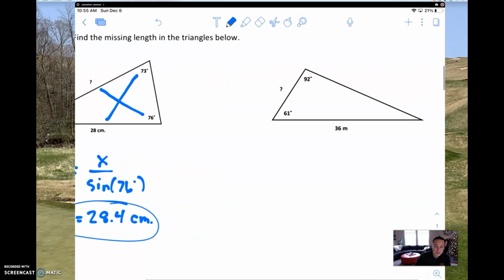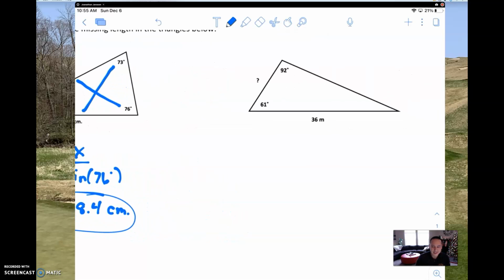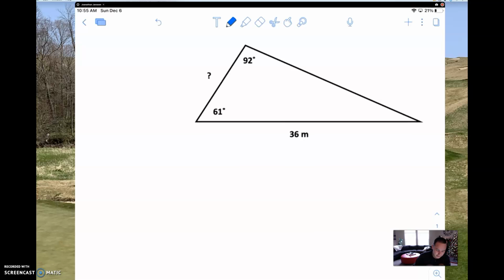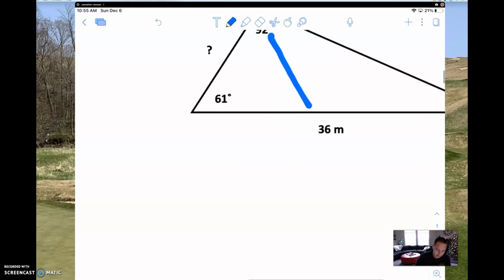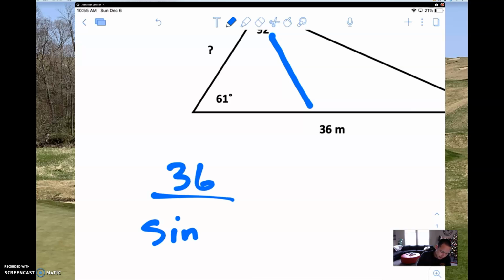Now the other one, maybe I tricked you a little bit on this one. So we do have this pair, 92 degrees matches with 36. Let's go ahead and write that out. 36 matches with the sine of 92 degrees.